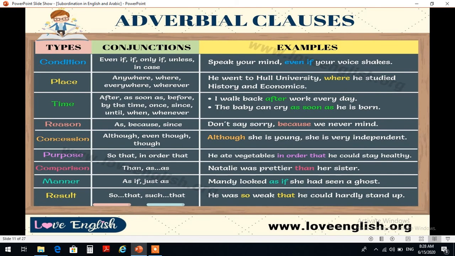And the other adverbial clause is used to signal result. The conjunctions used are so, that, and such, that. He was so weak that he could hardly stand up. Okay, so these are the adverbial clauses and the meaning they indicate, for example, condition, place, time, and the subordinating conjunctions which are used to signal these adverbial clauses.